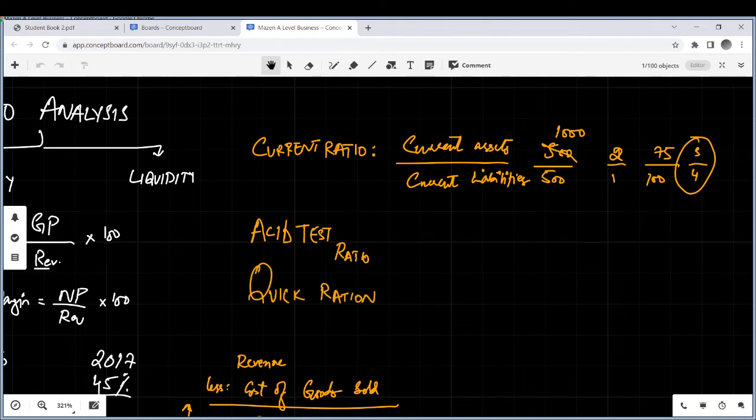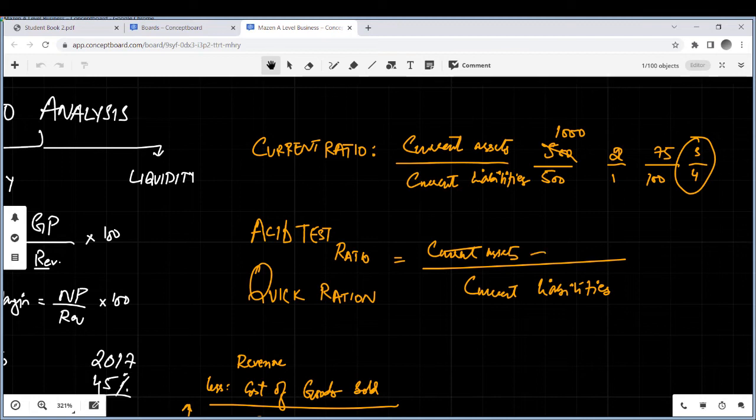So, first, let me write it down completely, and then if you want to copy it, you can. In the denominator, we have current liabilities, the same as current ratio. In the numerator, we write current assets, but from these current assets, we deduct inventories. From current assets, we deduct inventories and divide it by current liabilities to get this acid test or quick ratio.